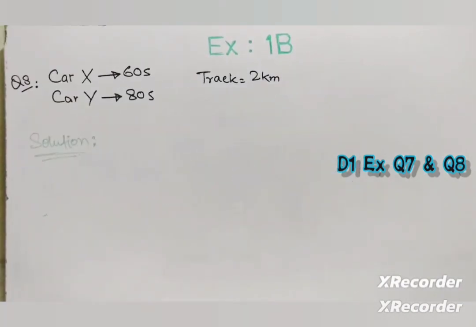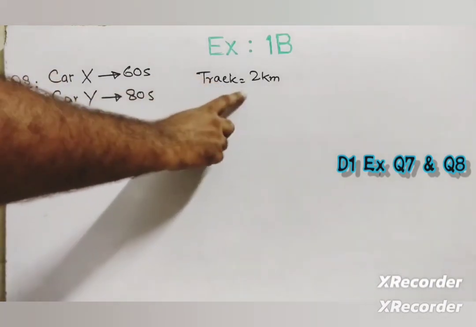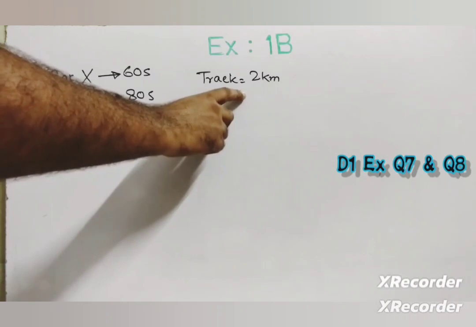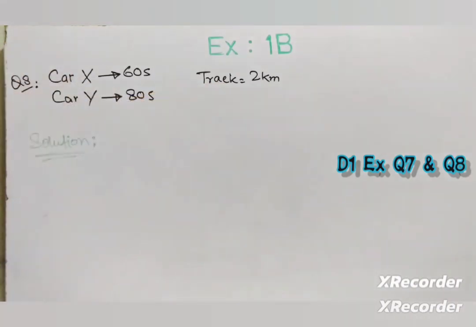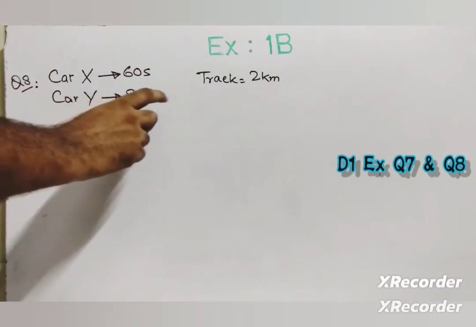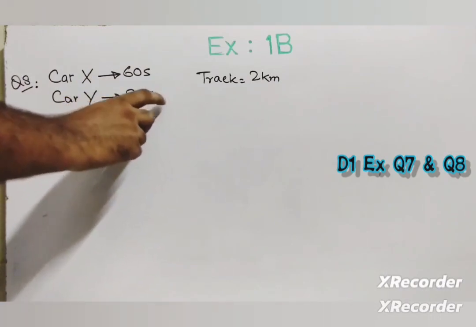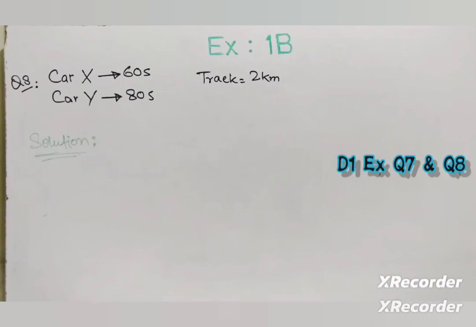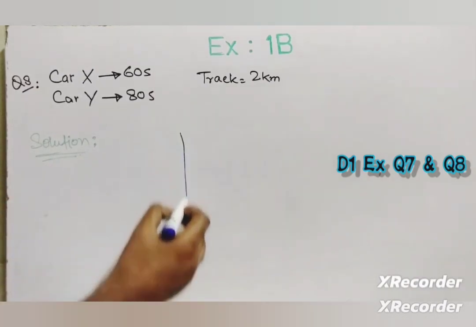Now moving to the last question of exercise 1B. The question is, two race cars, car X and car Y, are at the starting point of a 2-kilometer track. At the same time, car X makes 1 lap in 60 seconds, while car Y completes its 1 lap in 80 seconds. Now what is to find? Part 1 is, how long in seconds will it take for both the cars to be back at the starting point? In this part, it's easy to understand.